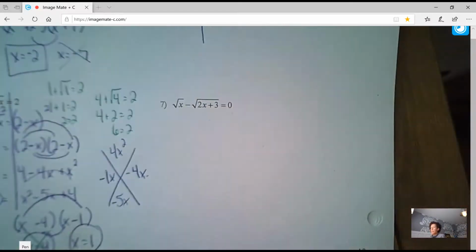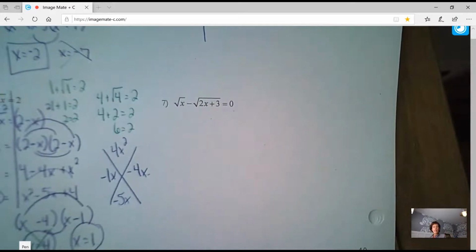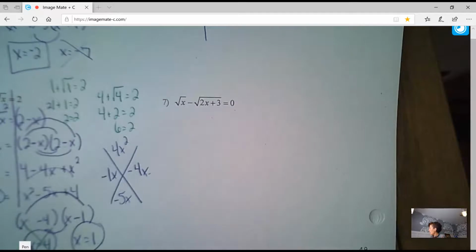All right, last one for this side. So here, what I need to do is isolate the radicals actually from each other. I need 1 on one side of the equal sign and 1 on the other.